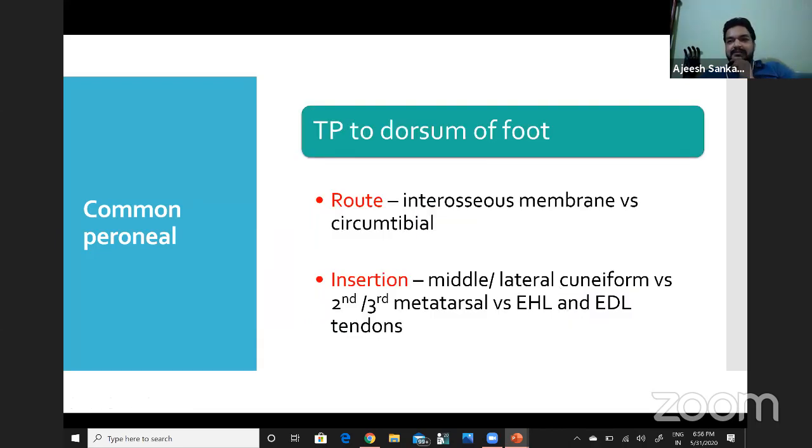And I think by far the most common one used is a tibialis posterior transfer to the dorsum of the foot, which could be through an interosseous membrane route via the interosseous membrane at the distal leg level, or it could be circumtibial and subcutaneous around the medial border of the tibia. And then there's a choice of insertion, whether to either the middle or lateral cuneiform, or correspondingly the second and third metatarsal, or even tendinous insertion to the EHL and the EDL.